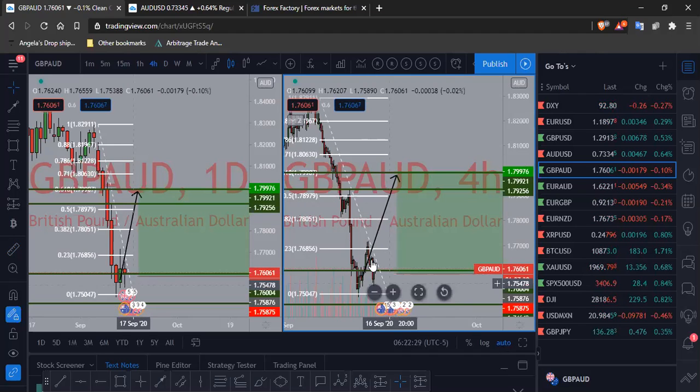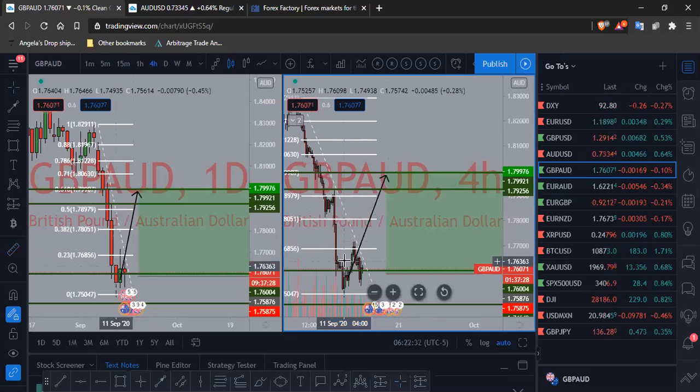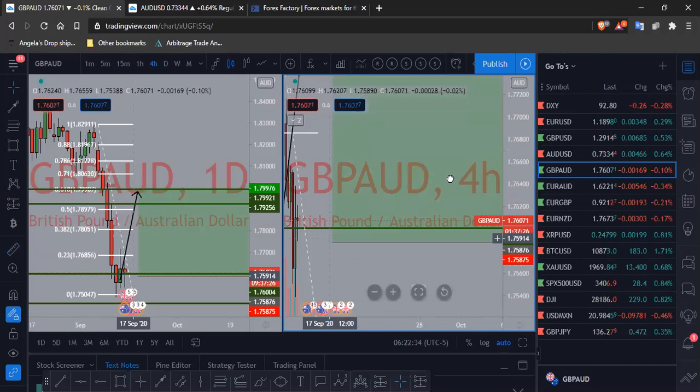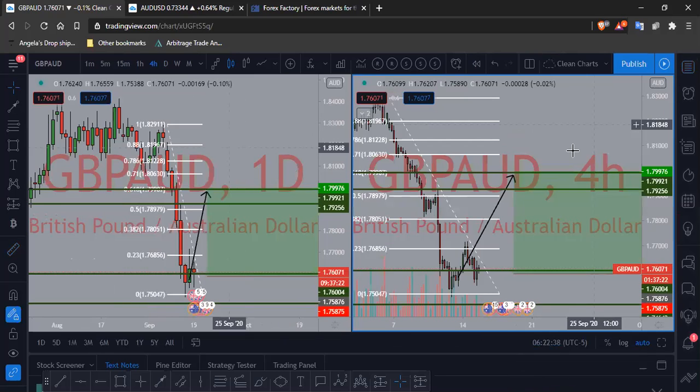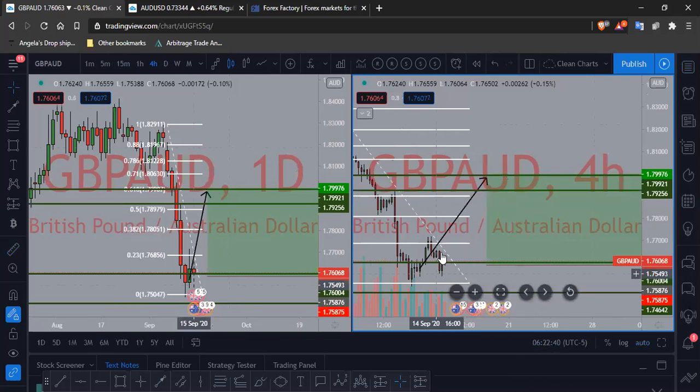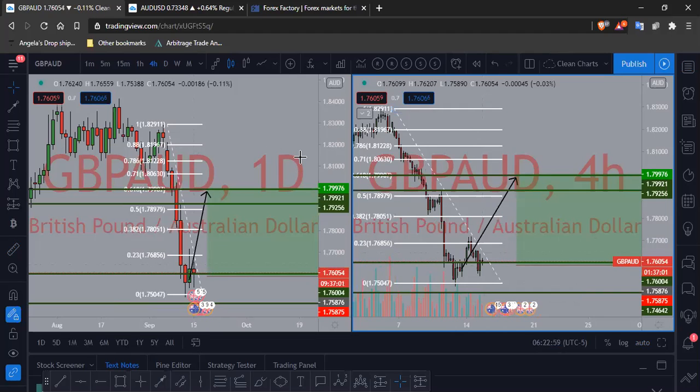Only thing I'm not feeling on this 4-hour chart is this engulfing 4-hour candle. And then I have this, we still have the rejection to the upside. So I still have the feeling that price could go up, but I could see a little W right here. But we'll see how that goes.